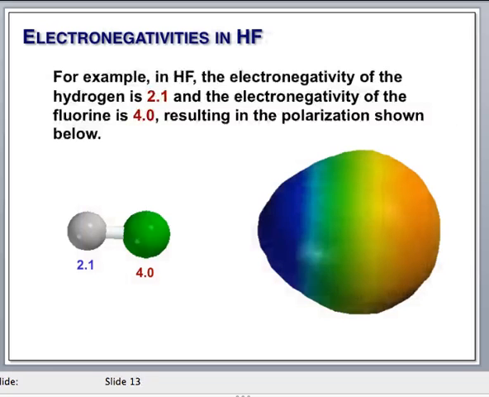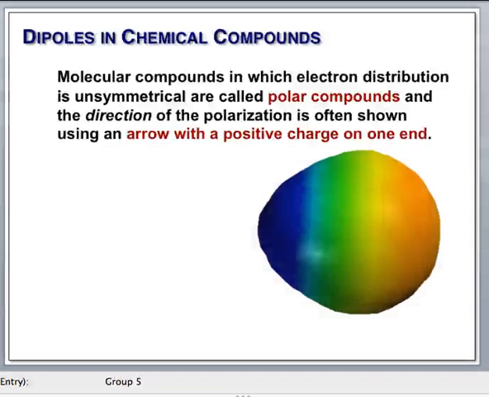When we have a polar covalent bond, again, here's our difference in electronegativity. We show that with a dipole. Remember, a dipole is an arrow. You'll put a plus at one end of the arrow, and it'll look something like this.